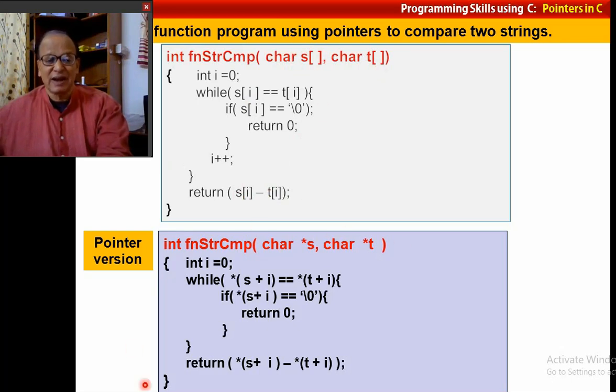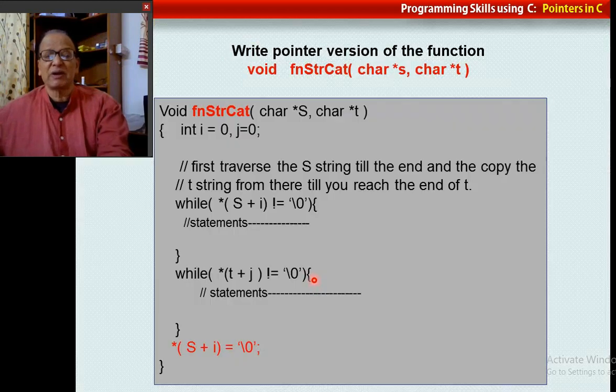Now we have converted that into the pointer version, again char *s, char *t, and you ask while *(s + i) is equal to *(t + i), and then inside the loop I have missed something here, please add i++ here. Typing mistake. Then you say if this is equal to 0, you return 0, otherwise you return *(s + i) minus *(t + i). Please remember to add i++ here, incrementing. So this is the pointer version of that.